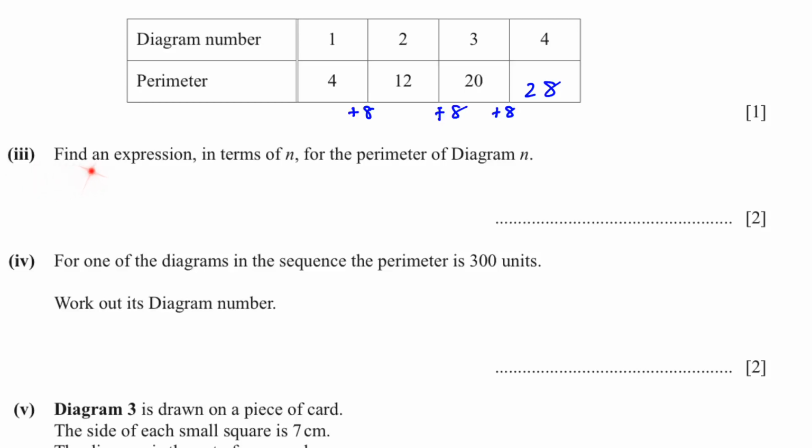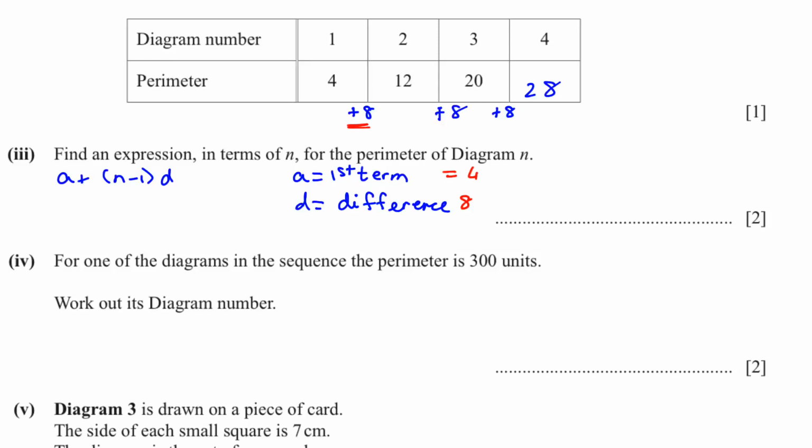Question number 3. Find an expression in terms of n for the perimeter of diagram n. Whenever you add or subtract to get the next term, it means that sequence is an arithmetic sequence. And the formula to find the nth term in an arithmetic sequence is a plus n minus 1 d. A is your first term. D is your difference. Here in our sequence, our first term is 4 and our difference is 8.